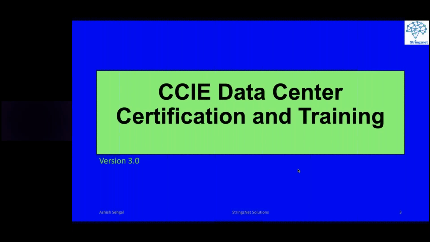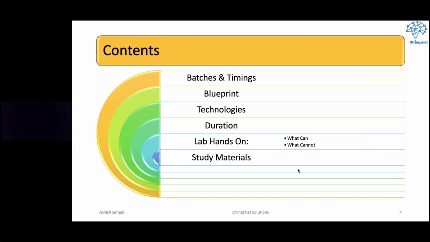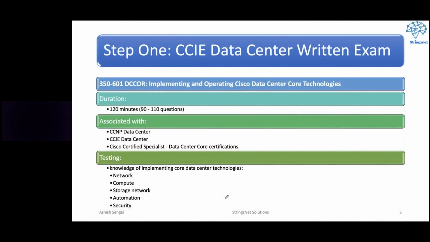CCIE Data Center Certification and Training is the name of this particular course, version 3.0. We will see how this course is different from version 2.0 and 2.1, and what additional topics we are going to look into. In this short session, we are going to discuss our batch, our timings, what is there in the blueprint, what different technologies we are going to cover, the duration of the course, where you can do the lab hands-on, what you can and cannot do, and various study material. We are going to talk about all these things.